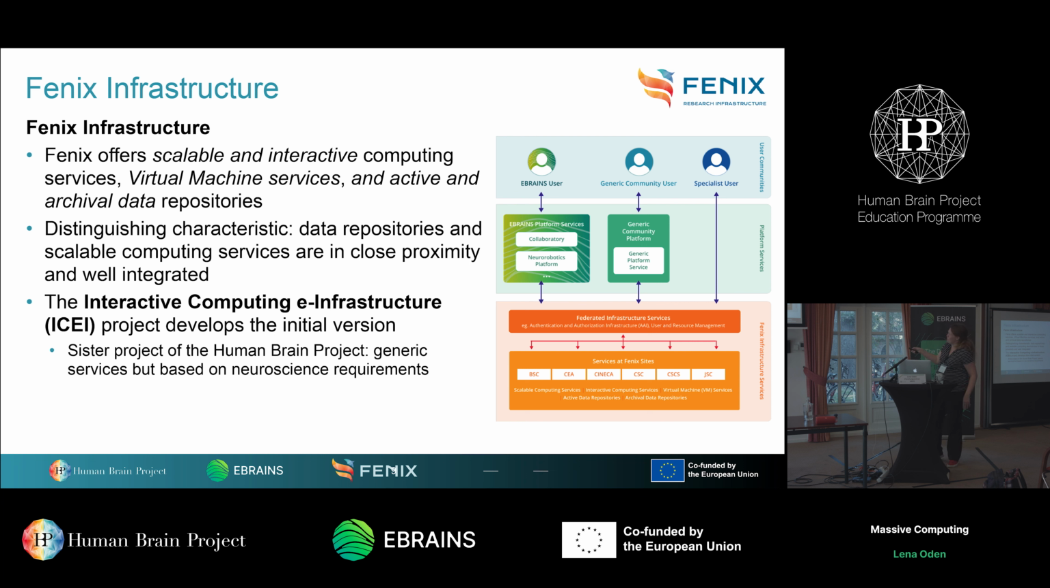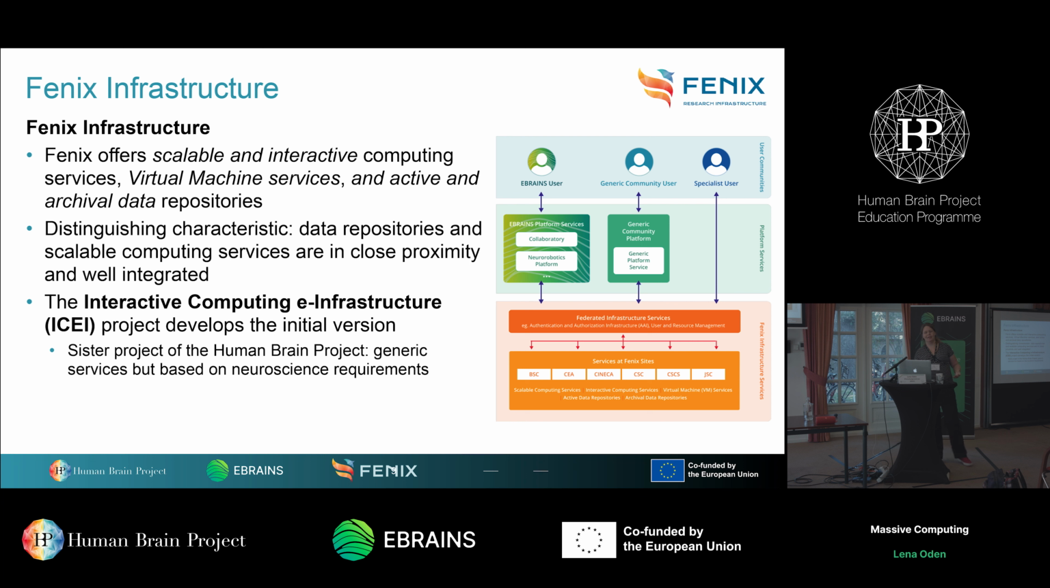It's not only developed for eBrains, but should also be available for other users, but it was designed in the first place for the HBP, and therefore most of the things done in ICEI are done for eBrains. But a specialized user, if somebody still wants to use HPC systems in the old manner, can still go directly to them, not using eBrains.